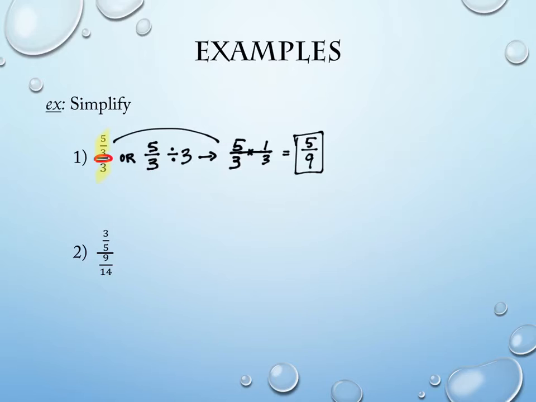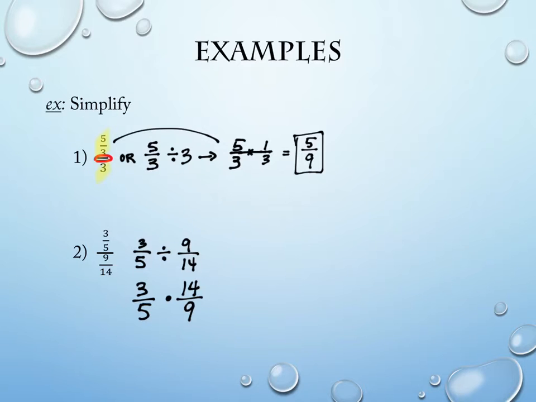On number 2, again, if it helps you to see it, rewrite it. You have 3/5 divided by 9/14. You don't have to write that, but you can if you wish. But what you do need to write is that this is 3/5 times the reciprocal, 14 over 9. So you're always taking the second fraction, the fraction that's in the denominator, and you're flipping it.